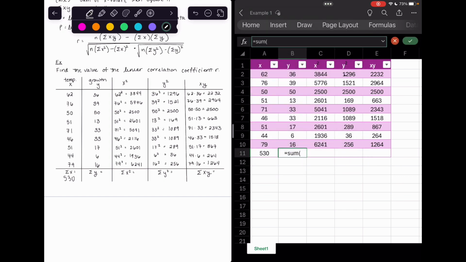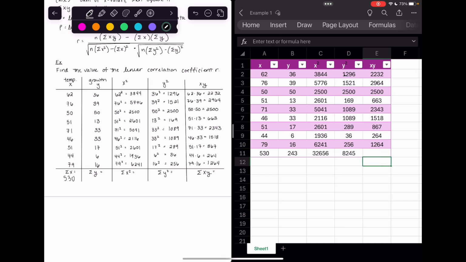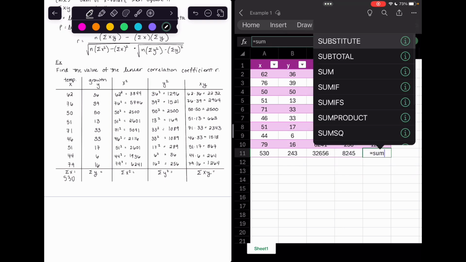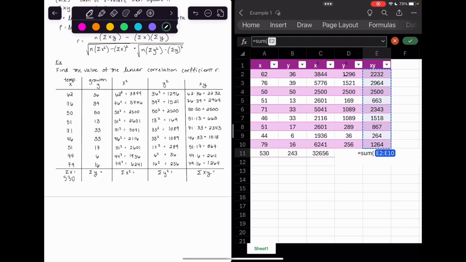If you're working with a computer, typically you can drag that over, but because I'm on my iPad, I'm going to have to go in and type everything. So I want to sum up all of these values. For this would be the sum of X squared values. So I want to sum all of them up. Then I want to sum all of these up. And finally, we're going to sum all of these values up.